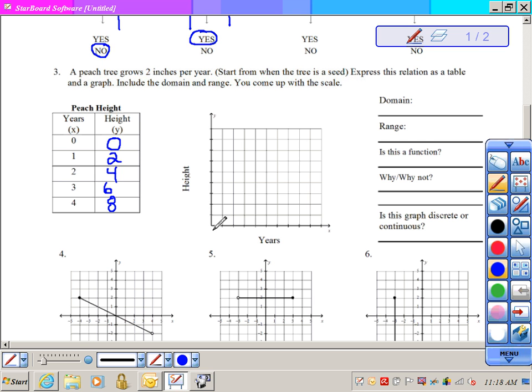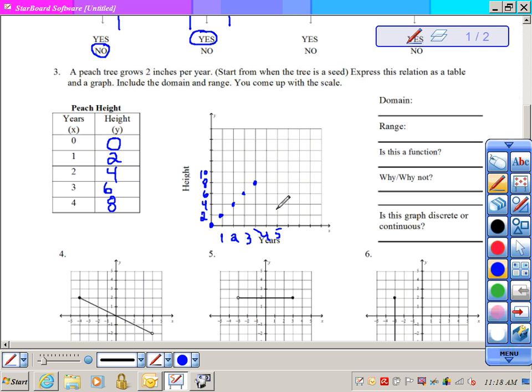Now when I'm drawing this, so 1, 2, 3, 4, 5, my height is going by 2, so I'm going to draw that by 2. So 2, 4, 6, 8, 10, and so on. So year 0, it's at height 0. Year 1, it's at 2. Year 2, it's at 4. Year 3, it's at 6. Year 4, it's at 8.